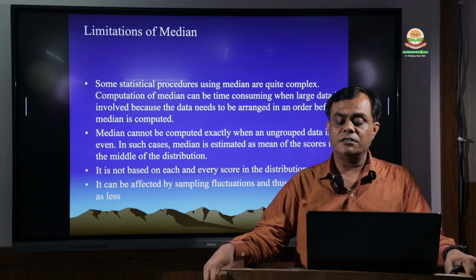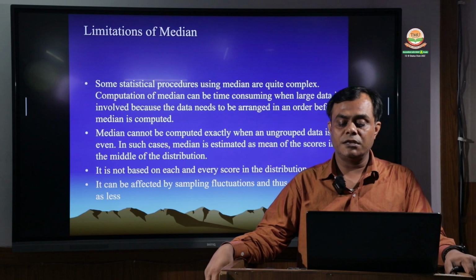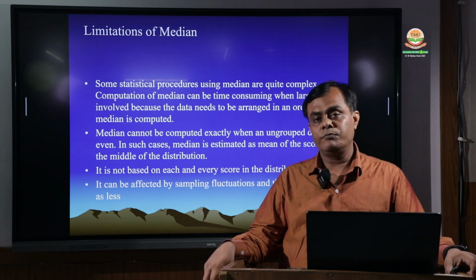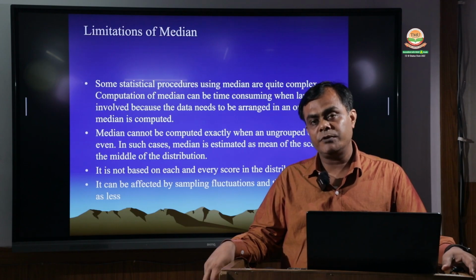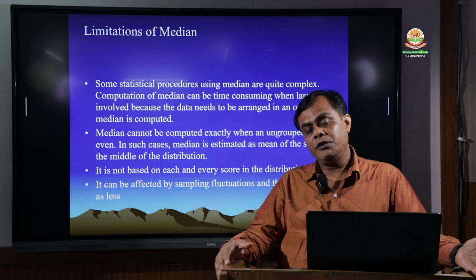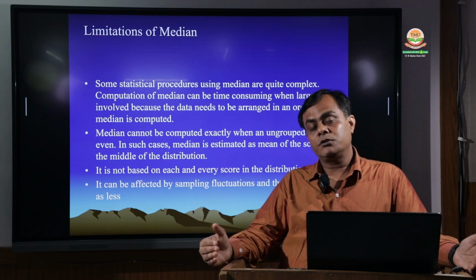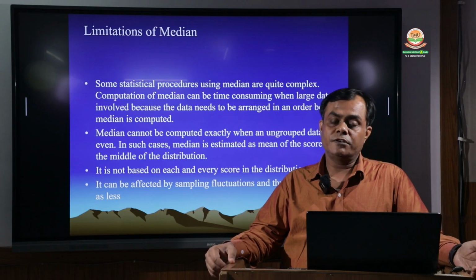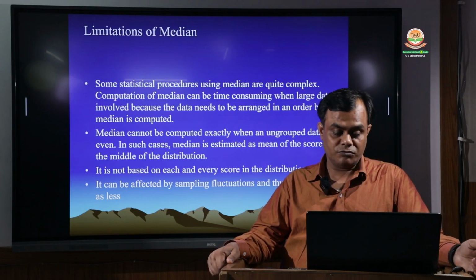and it can be affected by sampling fluctuation and thus can be termed less reliable. So the median fluctuates with sampling. When we compare the mean and median, the mean is not affected by sampling fluctuation, but the median is.